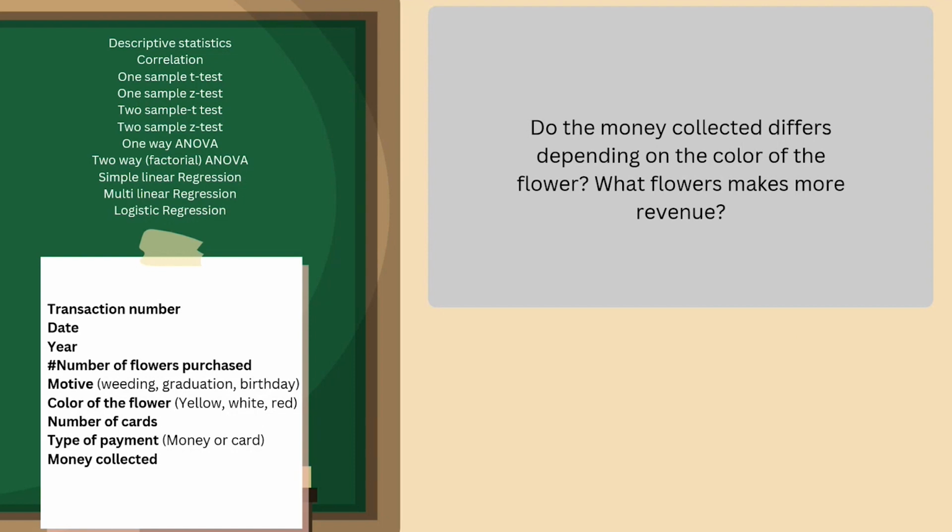Does the money collected differ depending on the color of the flower? What flowers make more revenue? One-way ANOVA. It is one way because we are only using one dependent variable, the money collected, and one independent, the color of the flower. It could be a two sample test if it wasn't because we are including at least three groups in our independent variable. We want to get information depending on the three colors available: yellow, white, and red.